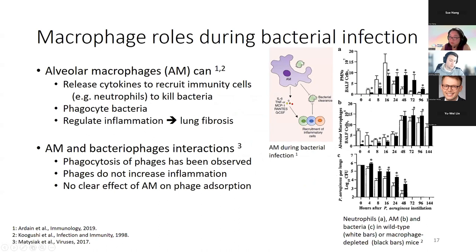And now we want to have a little bit more interest in the different cells of immunity, and in this work, the macrophages. As you may know, macrophages can release cytokines to recruit immune cells to kill bacteria during infection. They can also phagocytose bacteria and regulate the inflammation. There are some papers showing that macrophages and bacteriophages could have some interactions. In some cases, the phagocytosis of the phage by a macrophage has been shown, and in other papers it was not the case. Apparently phages do not increase inflammation, or there are no very important immunity effects just due to the phage. And there is no clear effect of the macrophage on the phage adsorption from the literature.